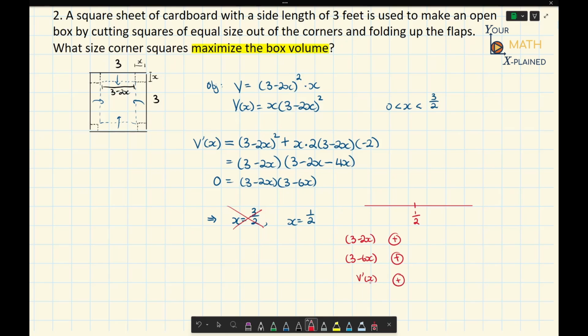Now picking a test point in the second interval, let's say we pick 1, this is positive, but now this factor is negative, which means V'(x) is negative. So our original function V was increasing here and then decreasing here. That confirms that our critical value is in fact a maximum. Therefore, to answer the question, the corner squares that we cut out are going to be 1/2 feet by 1/2 feet.